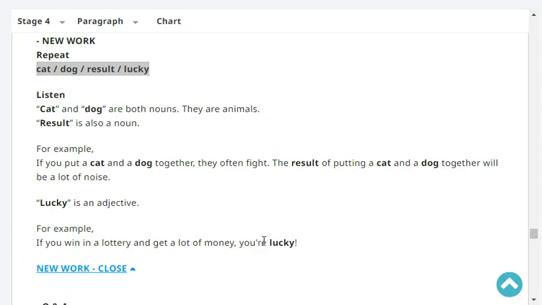Okay, listen. The words cat and dog are both nouns. They are animals. Result is also a noun. For example, if you put a cat and a dog together, they often fight. The result of putting a cat and a dog together will be a lot of noise. Lucky is an adjective. For example, if you won in a lottery and get a lot of money, you're lucky.